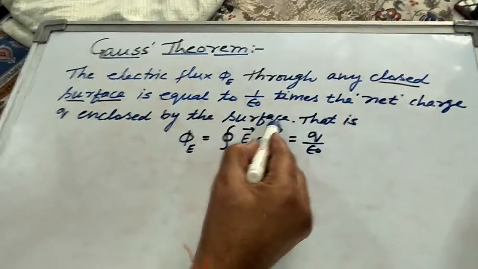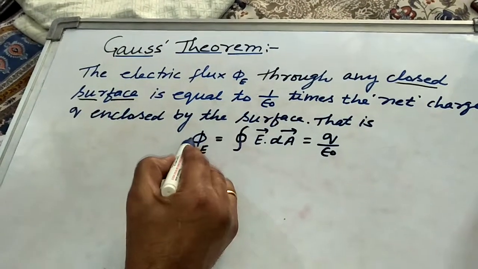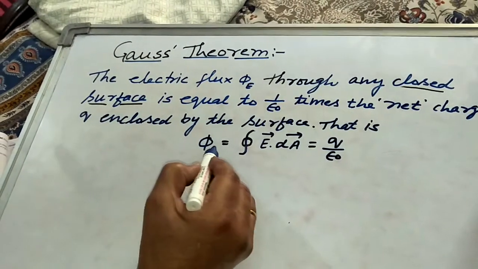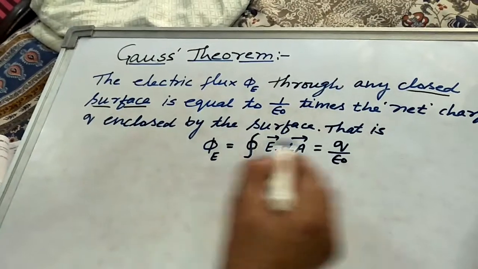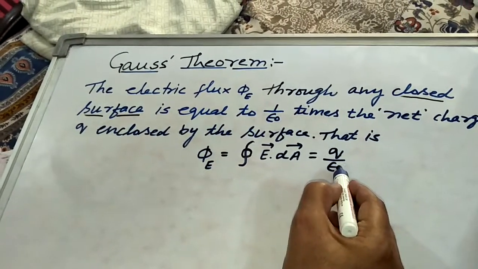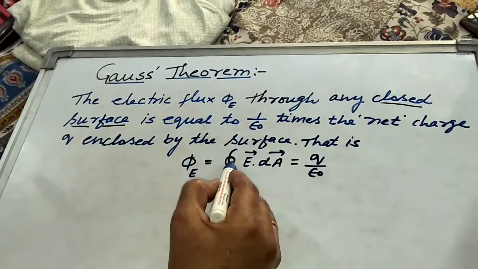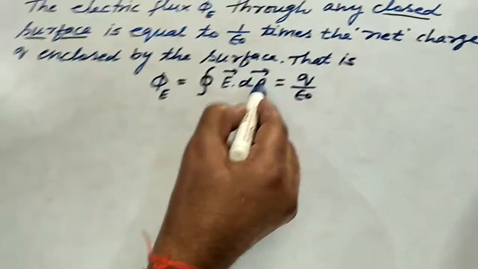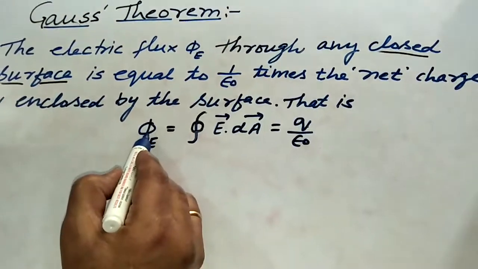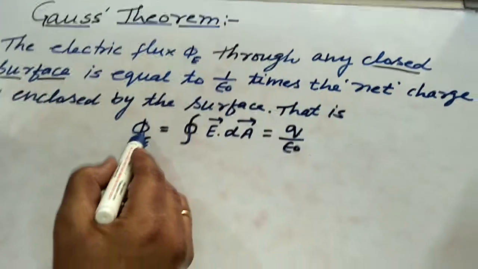the surface, and that is also given in integral form. The whole electric flux phi e passing through a closed surface, according to this statement, is equal to q upon epsilon naught, and the electric flux passing through a closed surface is also vector E dot vector dA. This expression is called the integral form of the Gauss theorem.